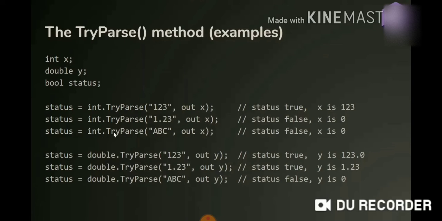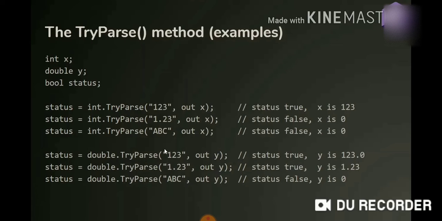If I try to parse the value containing 1.23, I cannot convert it into an integer number. It's a double value. So TryParse returns false, and then x, the output variable, is going to be assigned the default value 0. So whenever we cannot parse a number, the output is assigned the value 0.